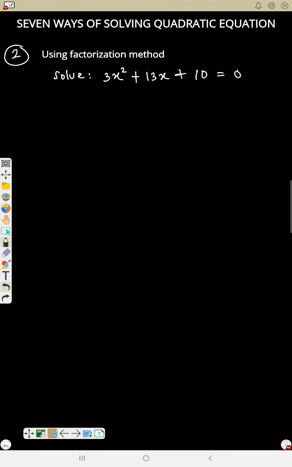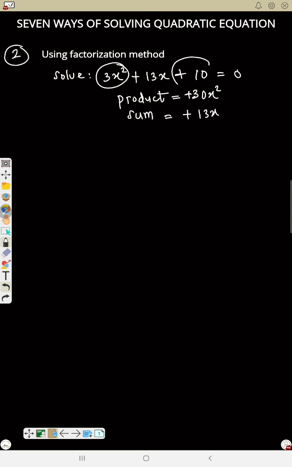Number 2, using factorization method. Now to use factorization method, we will still find the product and the sum. Now the product is 30s squared and the sum is 13s. So to find the product, multiply the first term by the last term, while the middle one is our sum, just like the first method. Now what are the two numbers you will multiply that will give you 30, and if you add, you will get 13? We have found that the two numbers are plus 10 and plus 3.